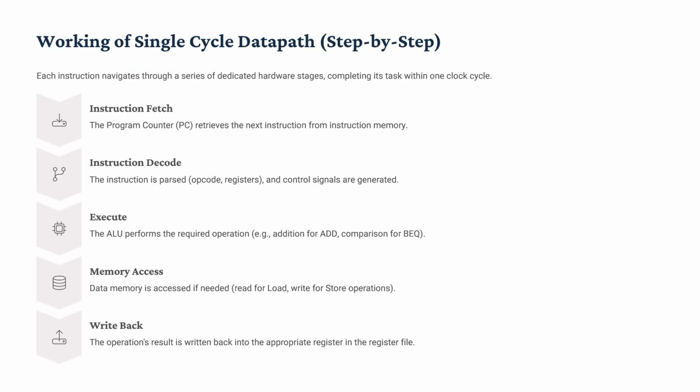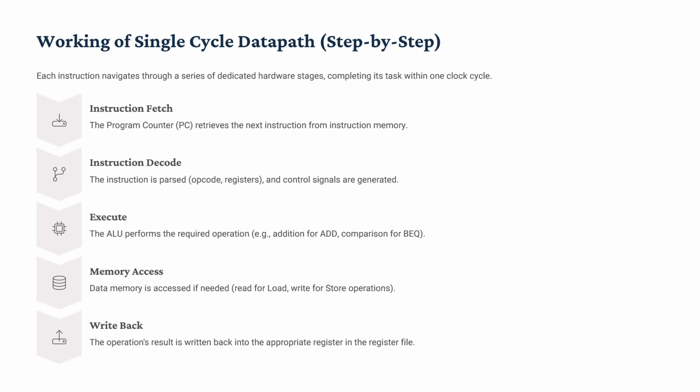Working of a single cycle data path. Step 1, instruction fetch. The program counter retrieves the next instruction from instruction memory. Instruction is fetched, now the next step is instruction decode. The instruction is split into opcode and operand. The control unit generates control signals here.